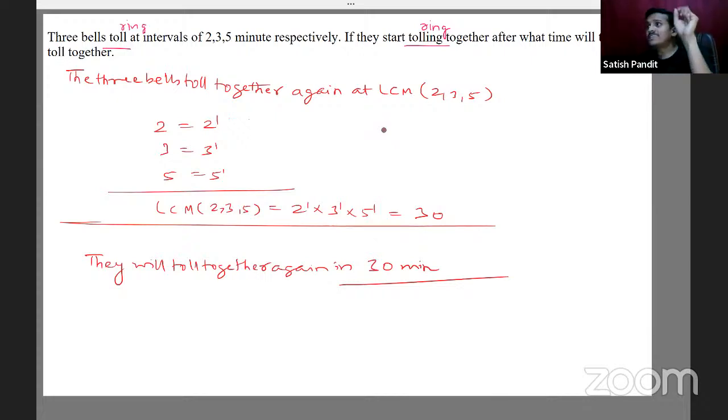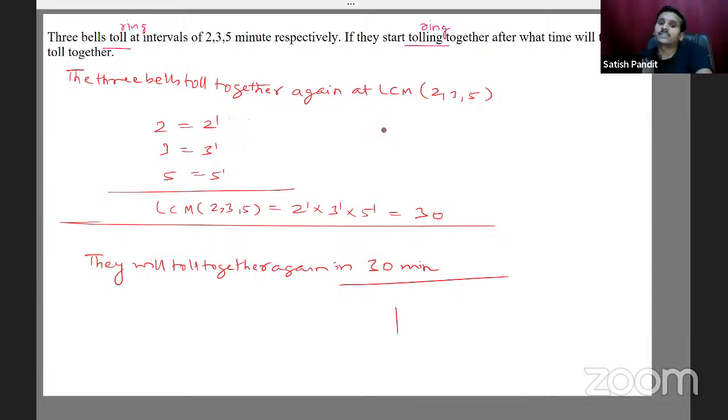Sometimes they will ask time also. For that, they will say that all the three bells were started at 10 o'clock. That means 10:30 they will toll again. Sometimes they'll give time also. So you can understand. See, 30 minutes means what? If it's 10 o'clock, you start, 10:30 will ring again. Yes or no, everyone?